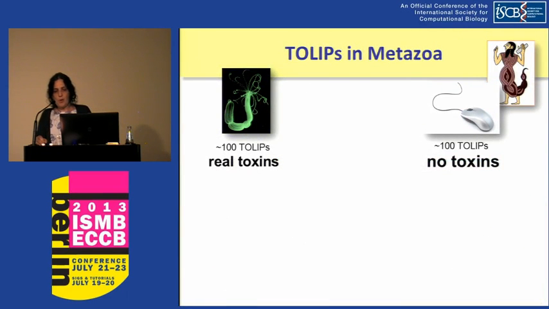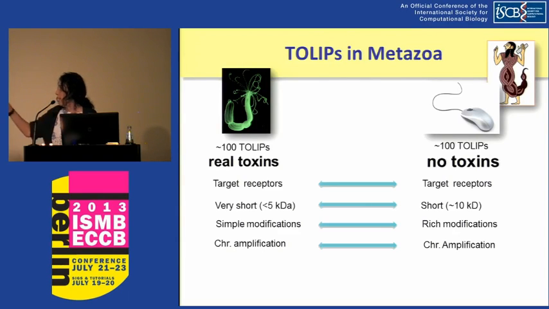To summarize, TOLIP in Metazoa, I showed you about 80 or 100 TOLIPs coming from this creature. Many of them are real toxin. I'll show you about 100 or 40 in mouse that have no toxin in the classical toxin type of definition. However, they both target receptor. They both are very short. They have a lot of modification I didn't talk about. They both use chromosomal amplification as a mode of expansion.